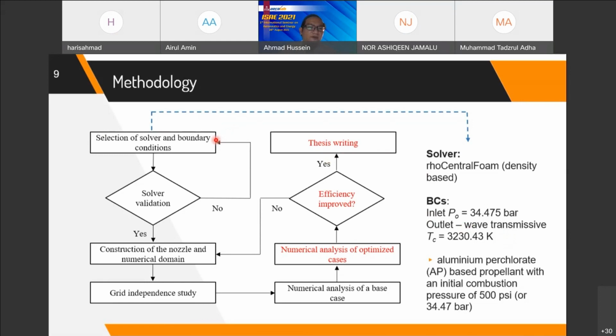Next, once we have set the boundary condition and the solver, we then run a solver validation. And once validated, we then construct the nozzle and the numerical domain. We did a grid independence study and numerical analysis of the base case. It is important to note that in this project, we have divided the work into two phases. The first phase finishes up to here, and the second phase will be conducted at a later stage.